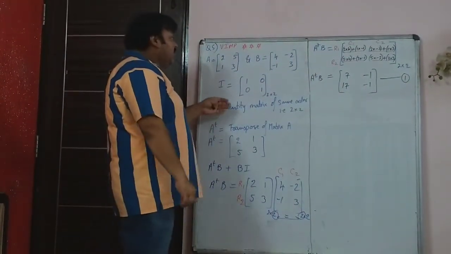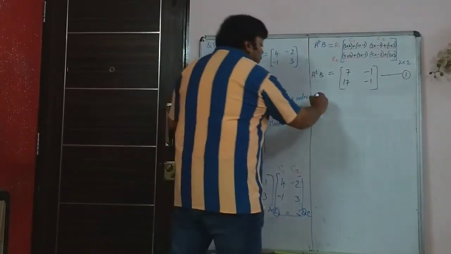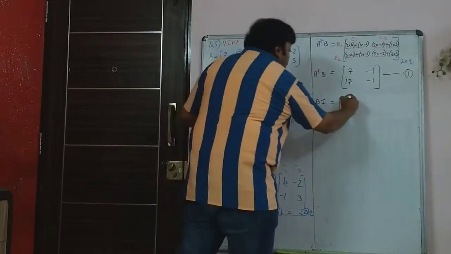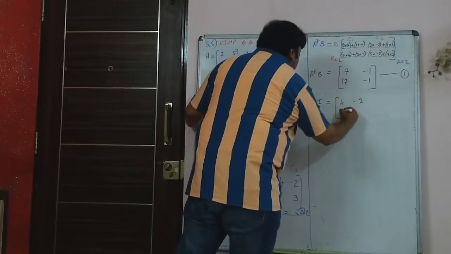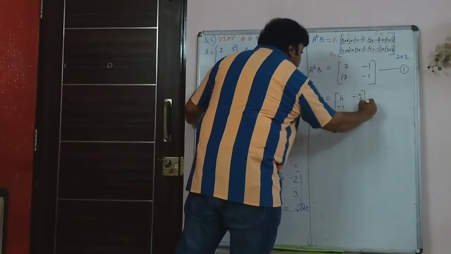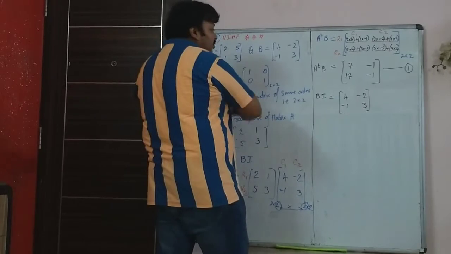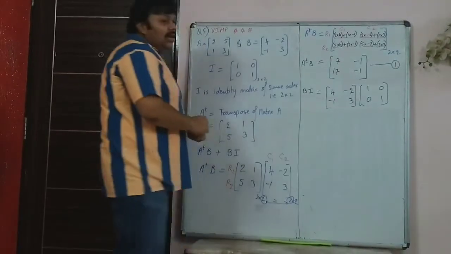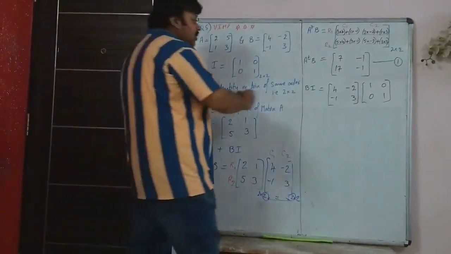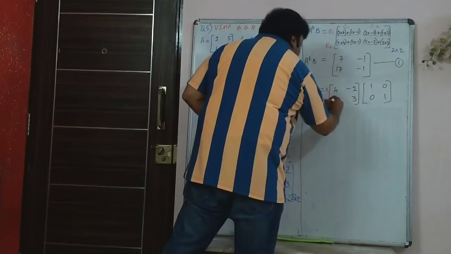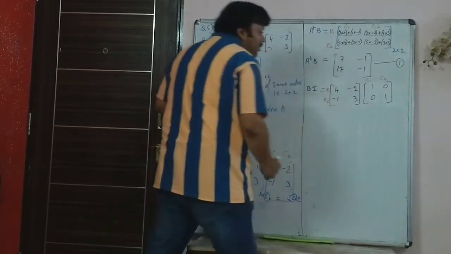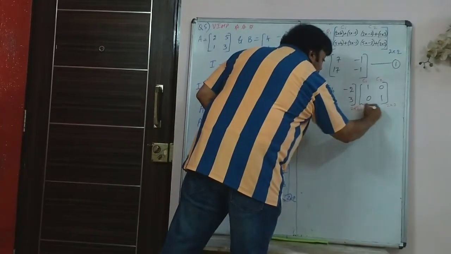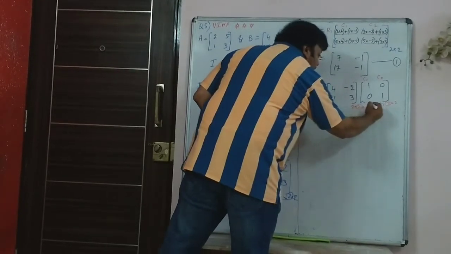Then after this you have to do B into I. The second part, BI. B into I, 4 minus 2 minus 1, 3. And I is, you just wrote it, 1 0 0 1. So now again when you do the multiplication, you write row number for the first and column numbers only for the second. So now again this is 2 into 2 and 2 into 2.